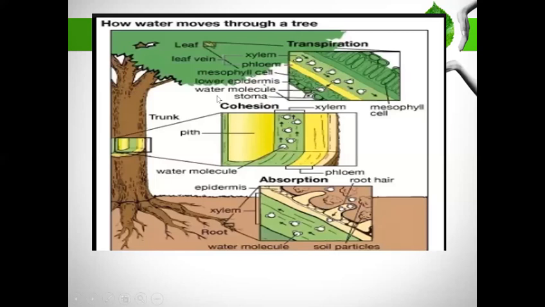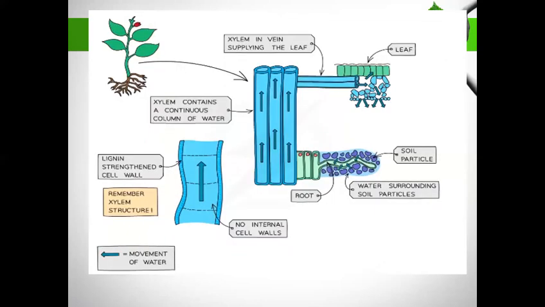So this is the question. Sometimes they ask it, and you have to start from the root hair cell, and then you talk about the function of the xylem vessel, then the root cortex, and then the xylem vessel, and then you have to discuss transpiration and transpiration pull. If you write down all these points, you are going to get good marks. Now come to the next one.